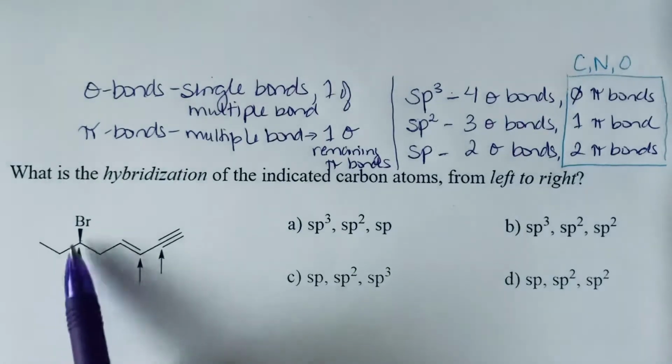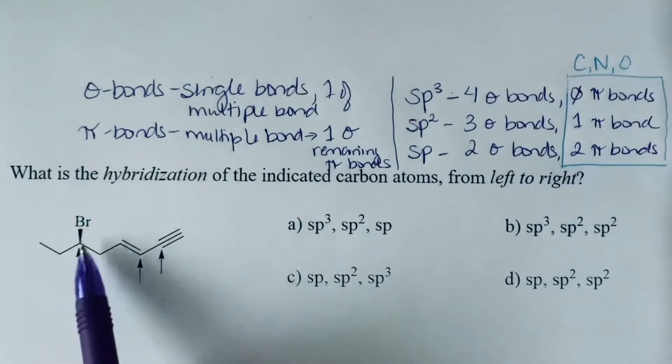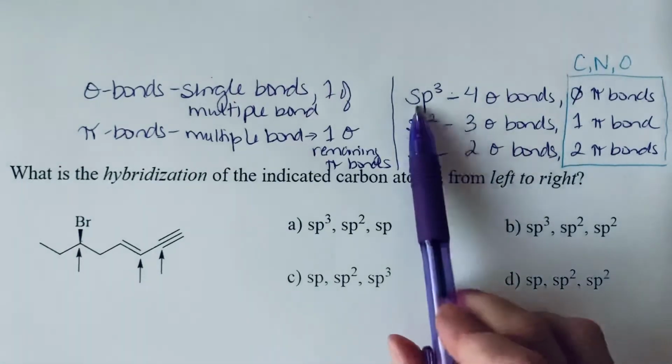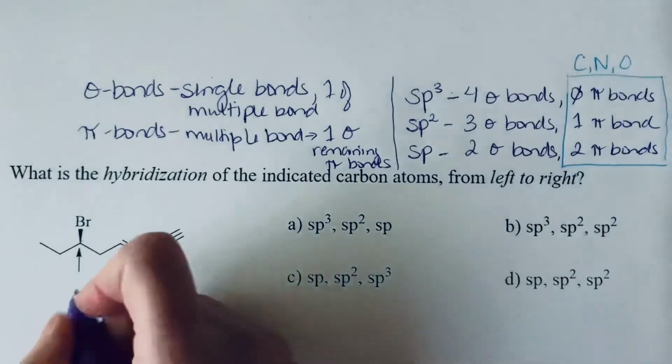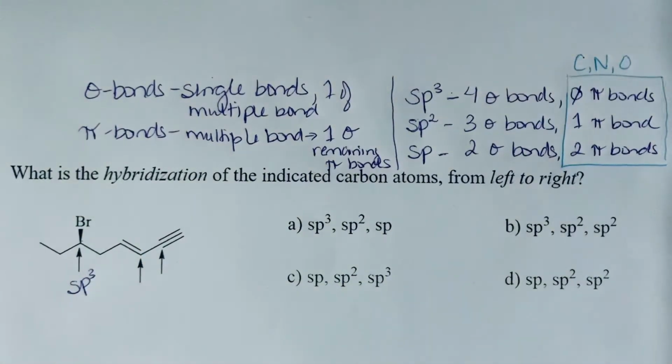All right, so if we take a look at this first carbon atom that we have indicated, we don't see any multiple bonds, so there are no pi bonds. It is a carbon with a full octet. We know that because we don't see a charge on it. So that means that we're dealing with something that's sp3 hybridized. So it has 4 sigma bonds.